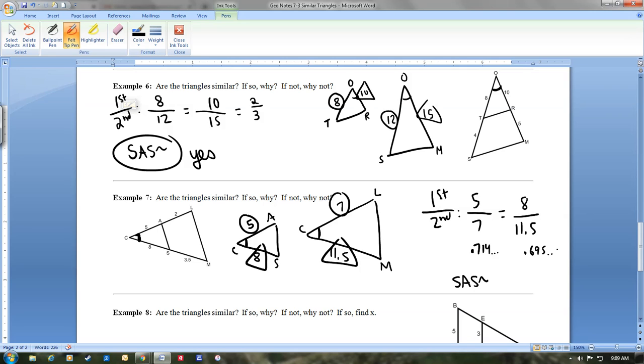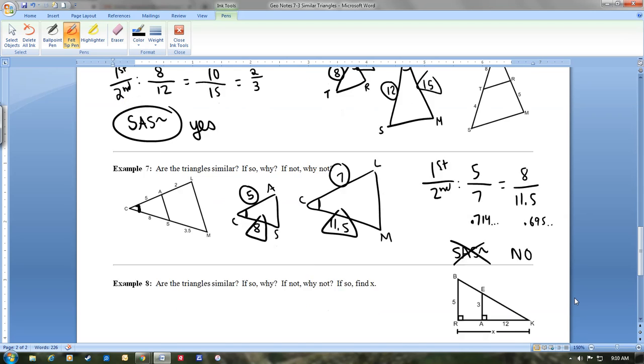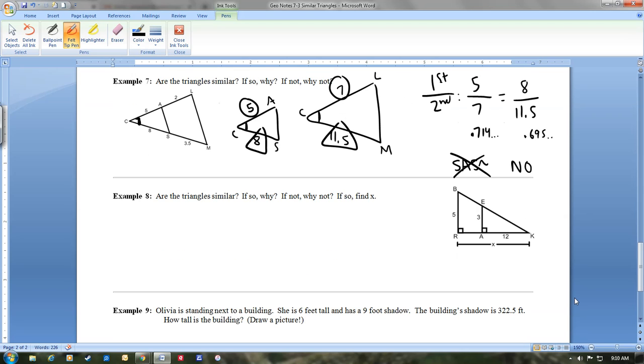Now, geometry, mathematics is exact. Are those equal to each other? They are not equal to each other. Therefore, there is not a common ratio between the two triangles. So there is not a scale factor. So no, the triangles are not similar.